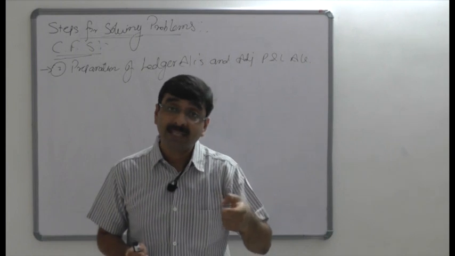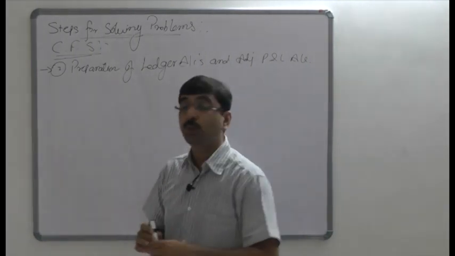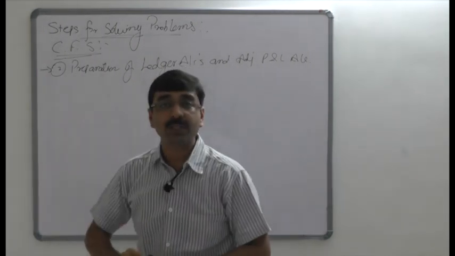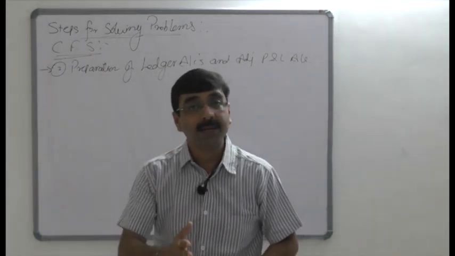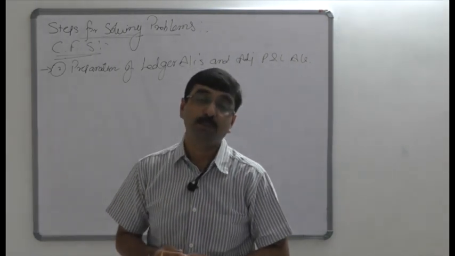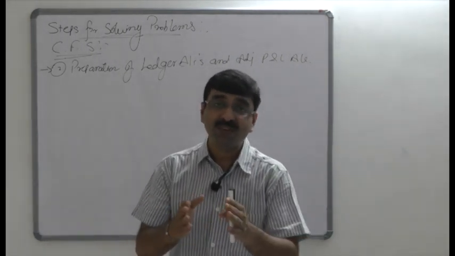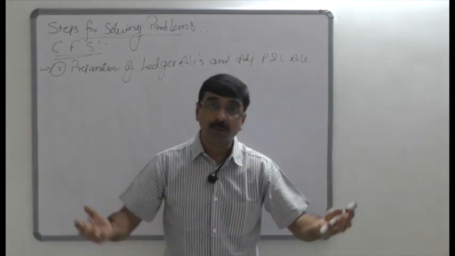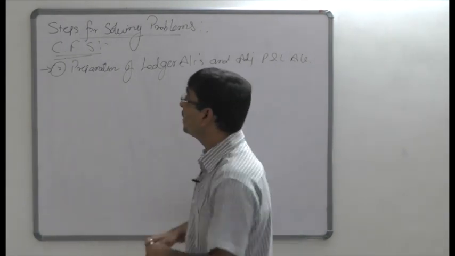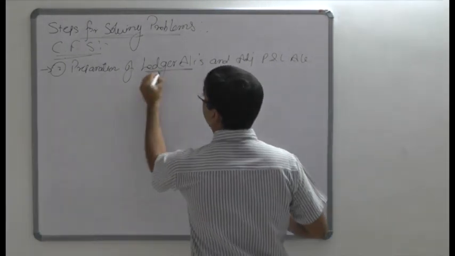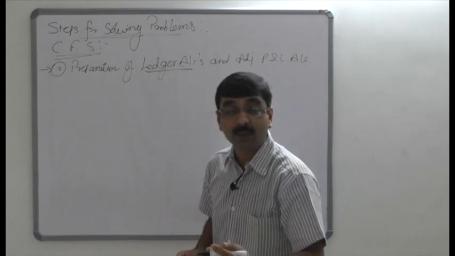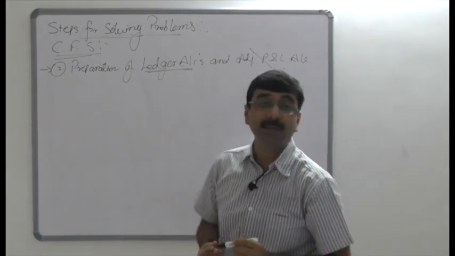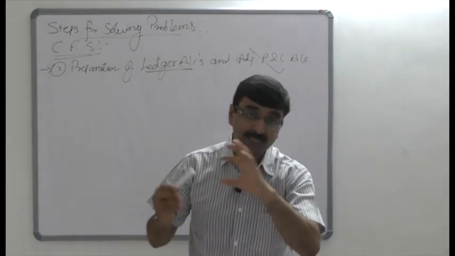But adjusted profit is determined through the adjusted profit and loss account only. That's why we begin the cash flow statement problem with ledger accounts along with the adjusted profit and loss account. First we identify, from the information given in the question, which ledger accounts are necessary and need to be prepared, along with the adjusted P&L account. So these are the first steps.